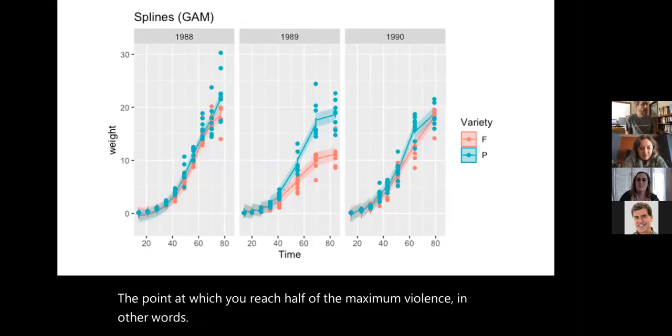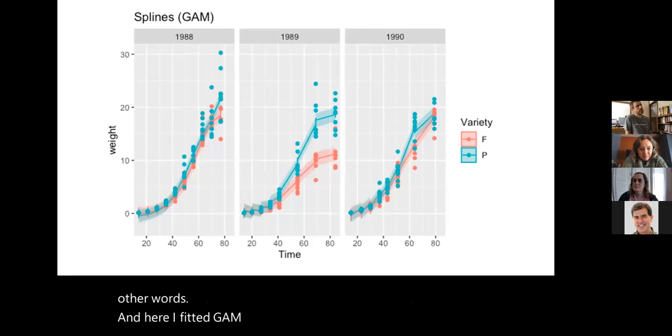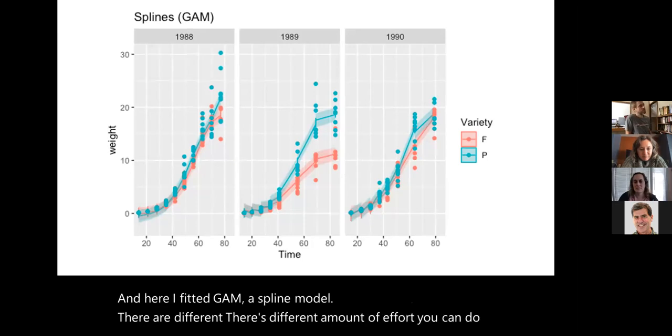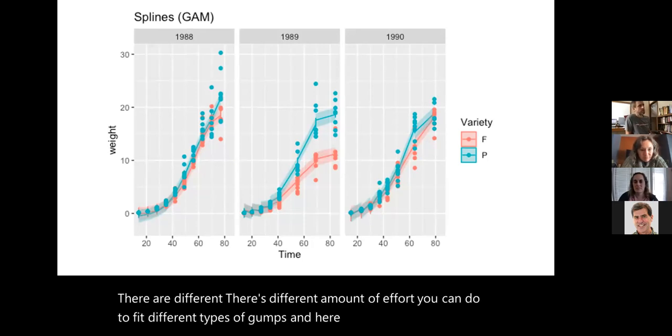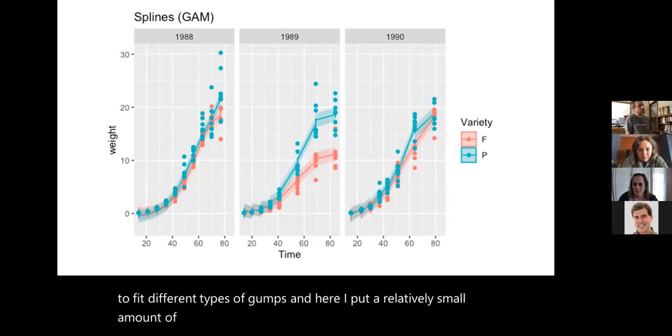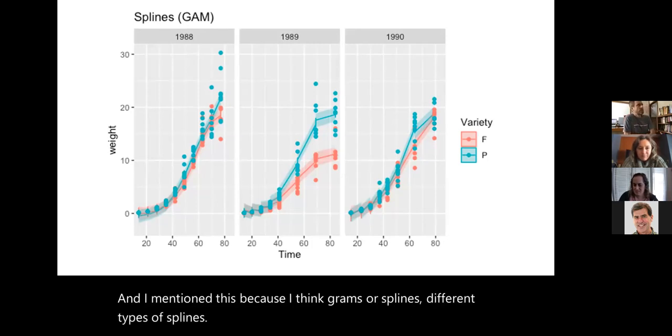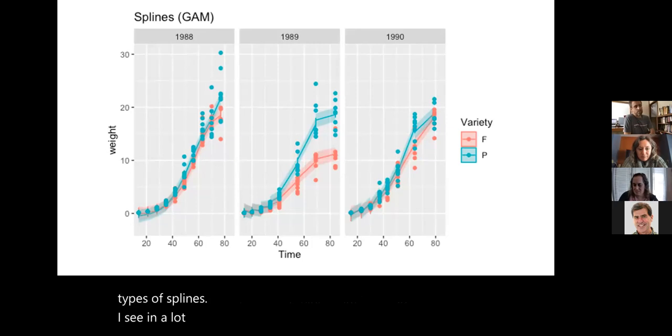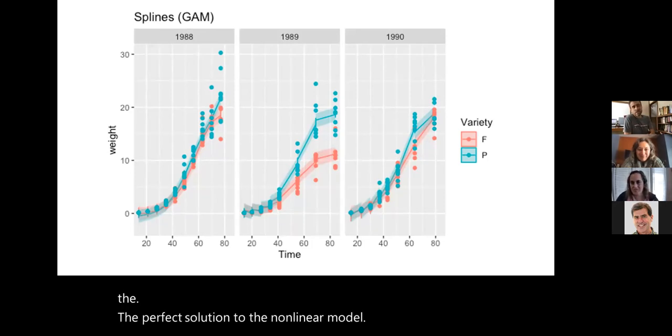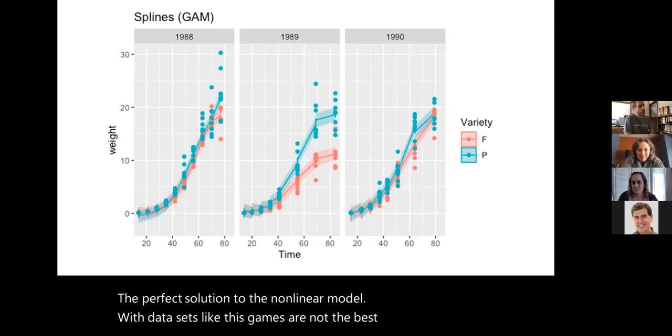And here I fitted a GAM, a spline model. There's different amounts of effort you can do to fit different types of GAMs. And here I put a relatively small amount of effort because GAMs are not superior to some of the other models in this case. And I mention this because I see in a lot of circles, GAMs or different types of splines are thought of as the default or the perfect solution to the nonlinear model. With data sets like this, GAMs are not the best choice. And I'll show you why that's the case.